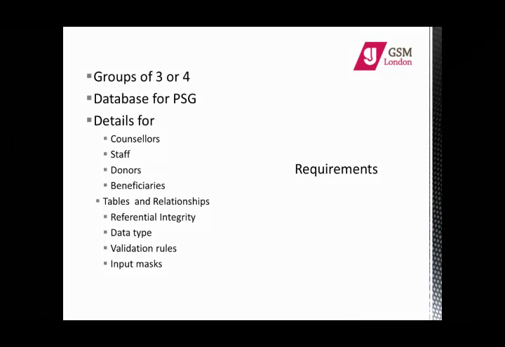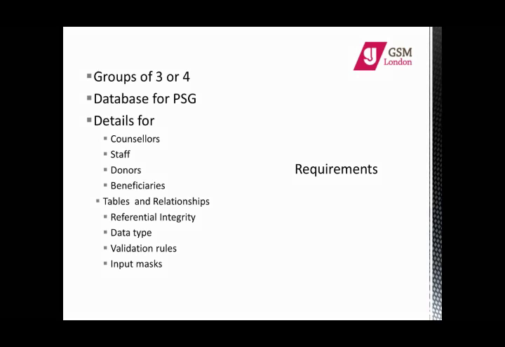So first I'm going to go through the requirements and reiterate what we were looking for specifically from each group. We asked you to form groups of 3 or 4 students, and you were tasked with creating a database for the parent support group, PSG, that would maintain the details for their counselors, their staff members, their donors, and their beneficiaries, or the people who receive the support from the organization.